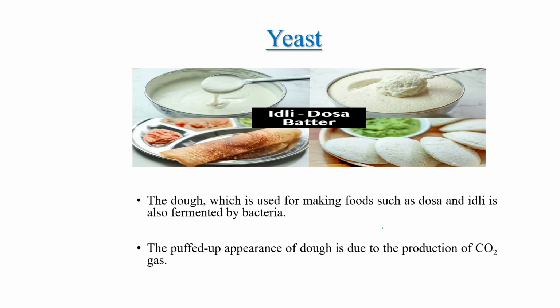Okay, third use in household product is the dough or idli sambar batter. This is used for making food such as dosa, idli, and is also fermented by some yeast and bacteria. And this puffed appearance of our dosa or idli is due to the production of carbon dioxide.